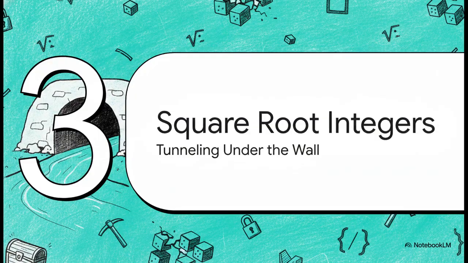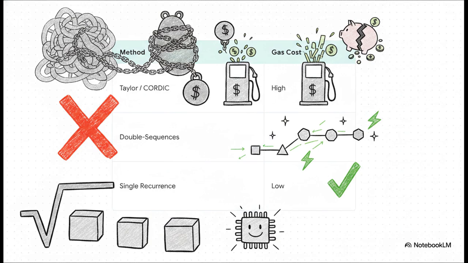Section 3. The square root integers, tunneling under the wall. So how do developers bypass this? This is where the heist really comes together, specifically with a groundbreaking discovery found in the best ape square roots repository. Instead of dragging around heavy, bloated legacy methods like Taylor series or CORDIC algorithms, which, let's be real, is basically financial suicide in terms of gas, and instead of dragging around complex double sequence math that creates high information debt, developers found a wildly elegant shortcut.